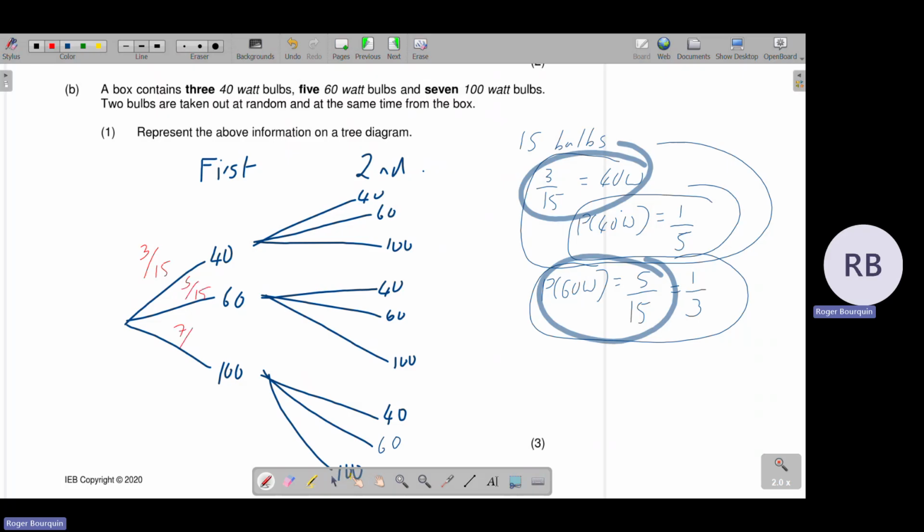What has to happen for each sub-branch? What do those probabilities always have to add up to? 1 in each sub-branch, right? So then I'm going to have 3 over 15, 5 over 15, 7 over 15, and again 3 over 15, same pattern, 5 over 15, 7 over 15.